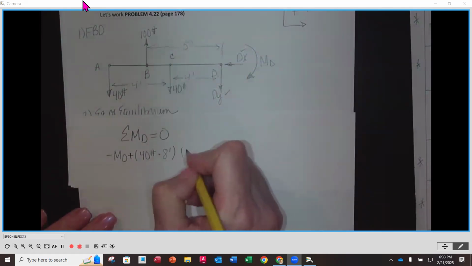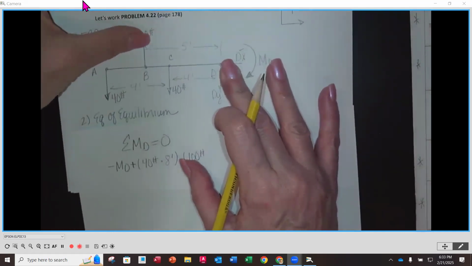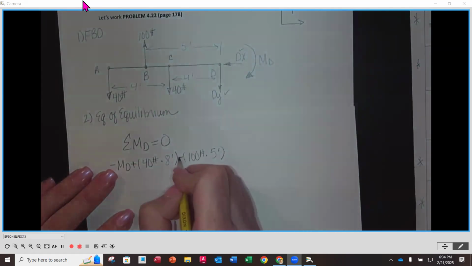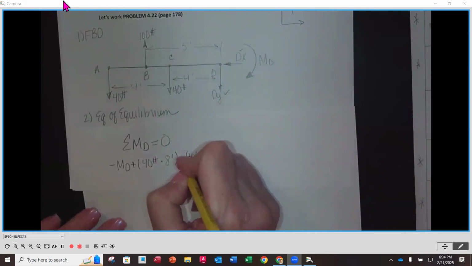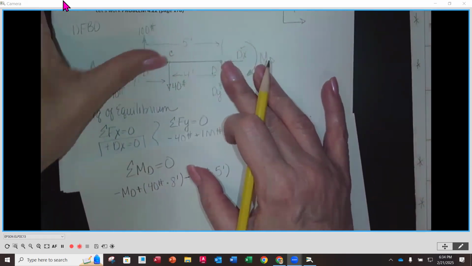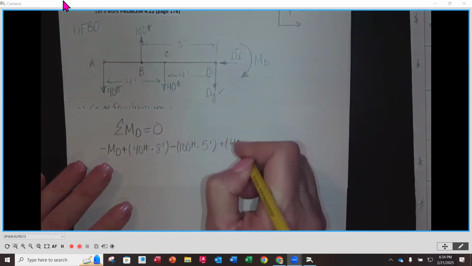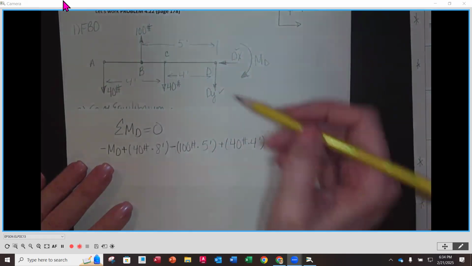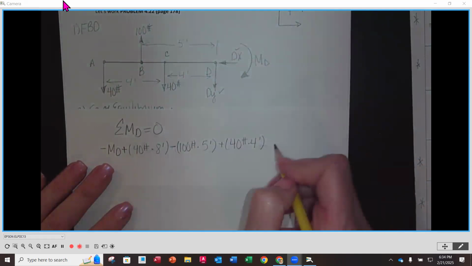Then I'm going to do my 100 pounds. My 100 pounds, I'm going to rotate clockwise, and it's going to be 100 times 5 feet. And it is going to be, oopsie, negative clockwise rotation, sorry. Then I go back to my 40 here. That is going to rotate counterclockwise, 40 times 4. And then my dy is on the point, so no rotation.